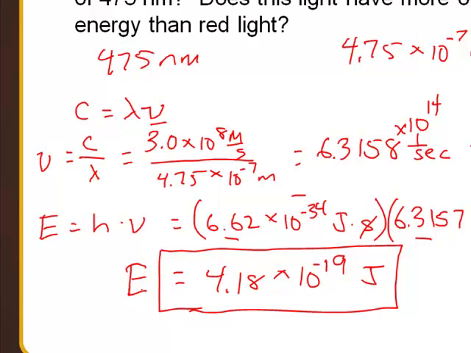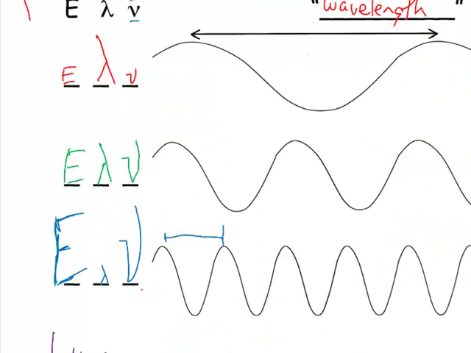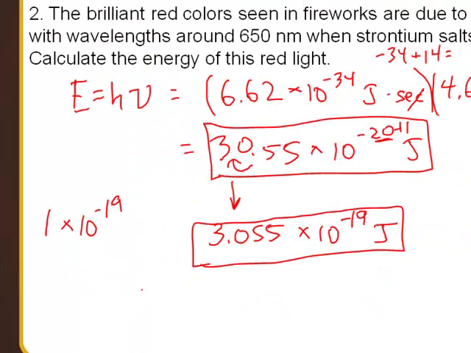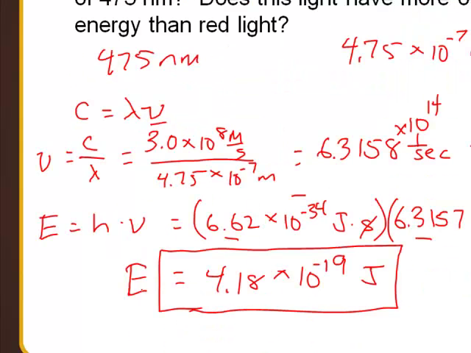The next question is, does the light have more or less energy than red light? What could we conclude? More or less energy? I don't remember what the red light was. Look up on your paper a little bit. Okay. The red light was 3.05 times 10 to the negative 19 joules. 3.05. This one is 4.18. So it has more energy than the red light.